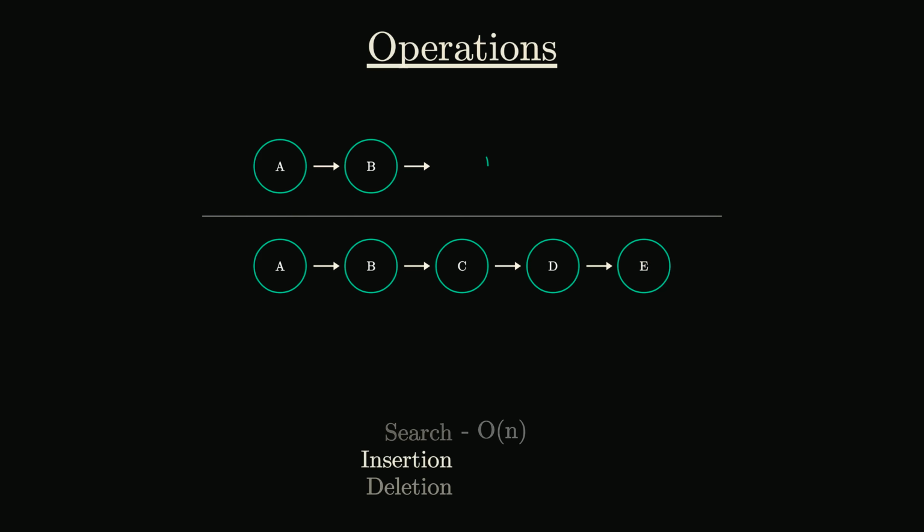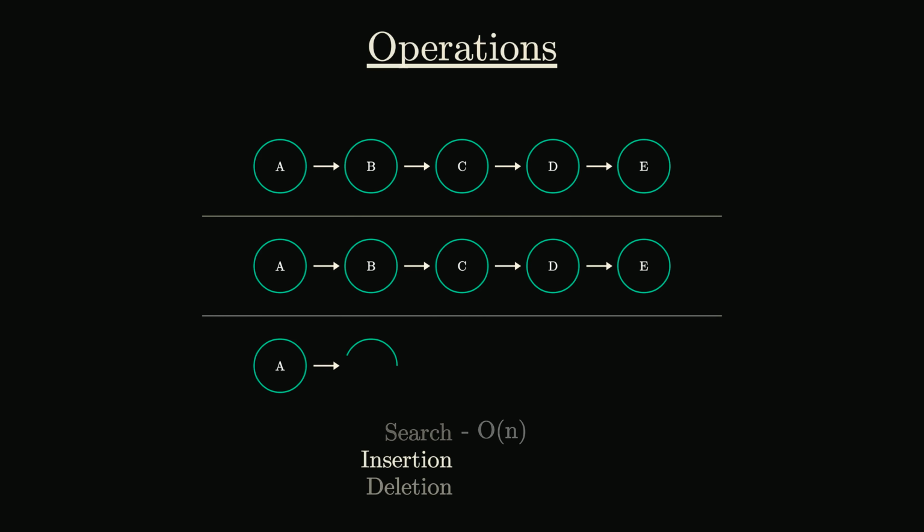Or the target node does not exist, requiring iteration through the entire linked list to verify. The second operation is insertion. Depending on the desired insertion position in the linked list, this operation is performed differently with 3 variants.